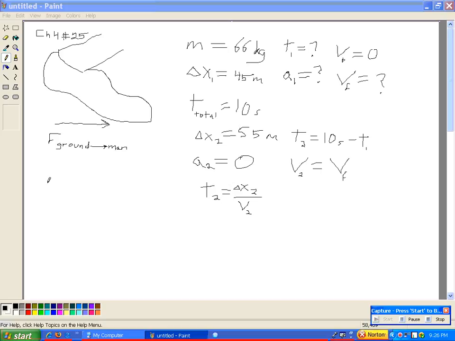First part, we can use this formula. The initial velocity plus the acceleration.